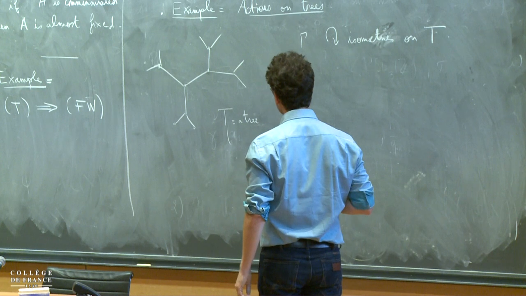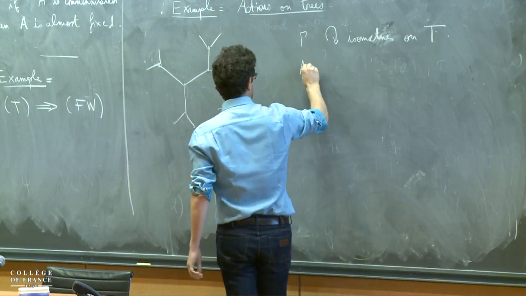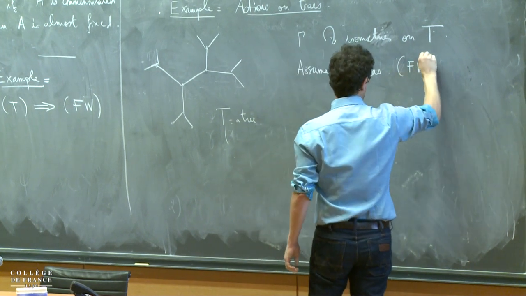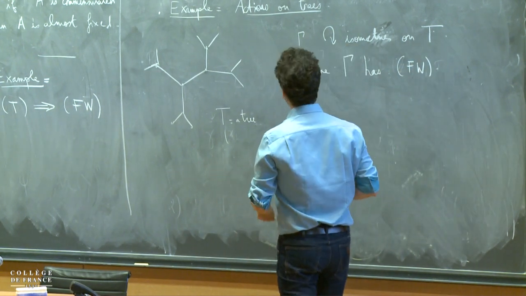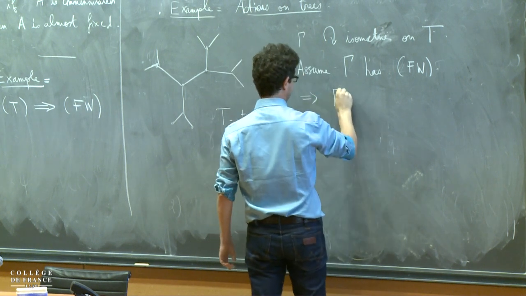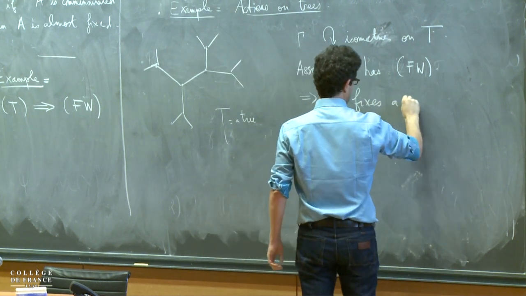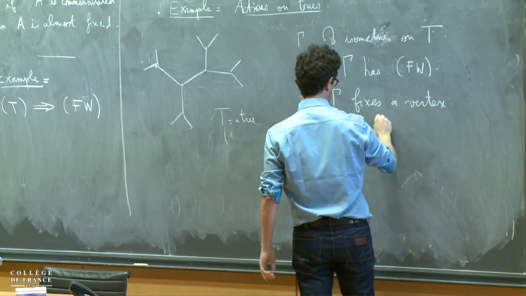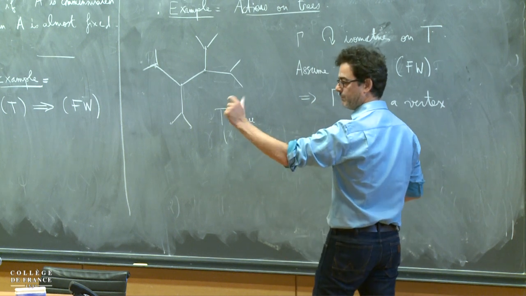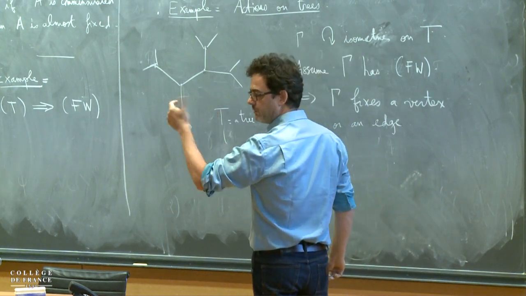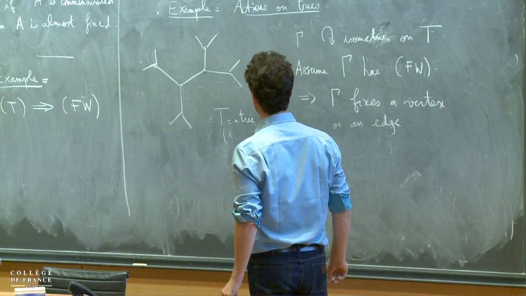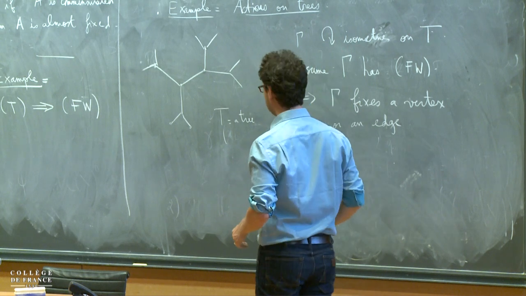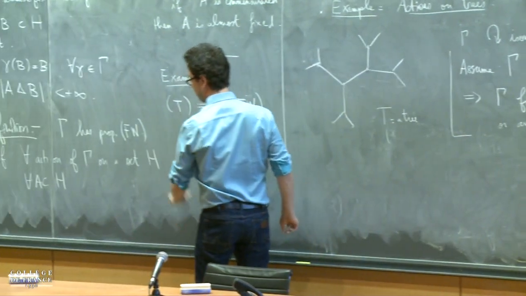So now assume gamma has property FW, and I want to show that gamma fixes a vertex, or maybe it fixes an edge and switches the two extremities of the edge. Okay, I want to show that. So that's my starting configuration, and now I need to explain how I apply this property.